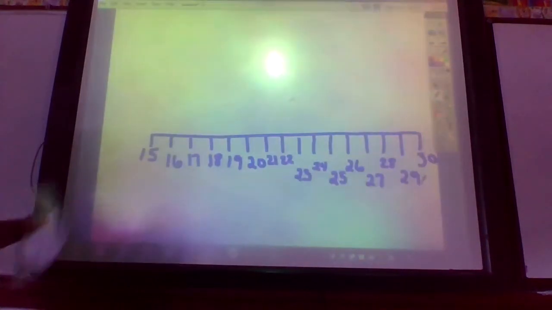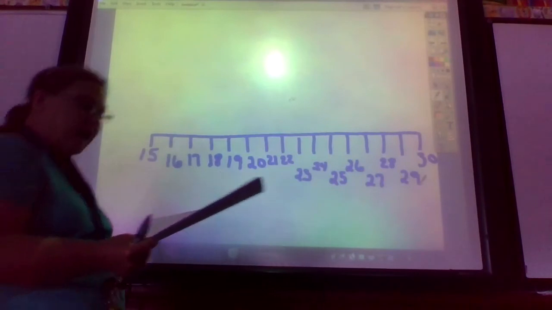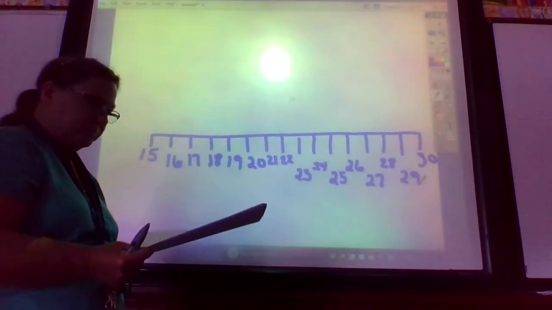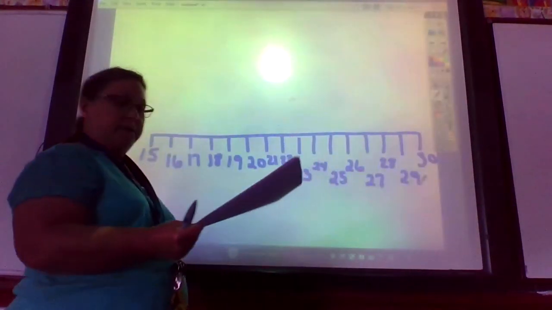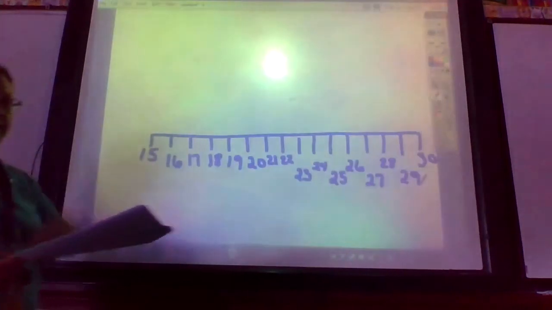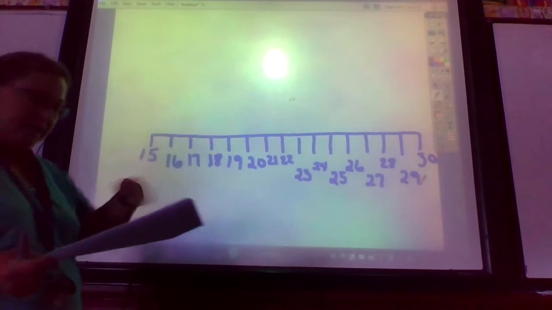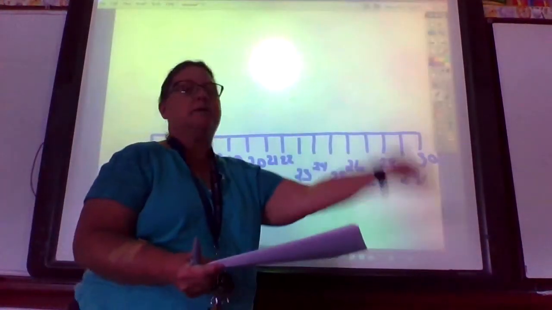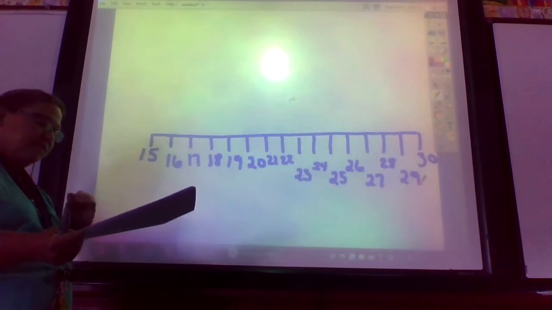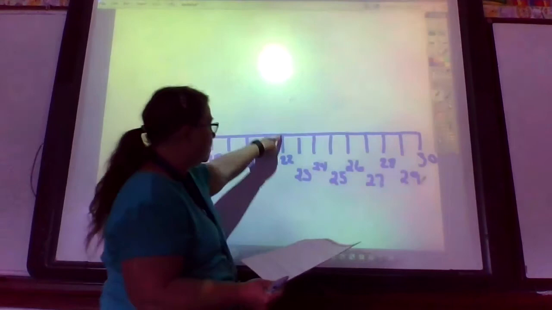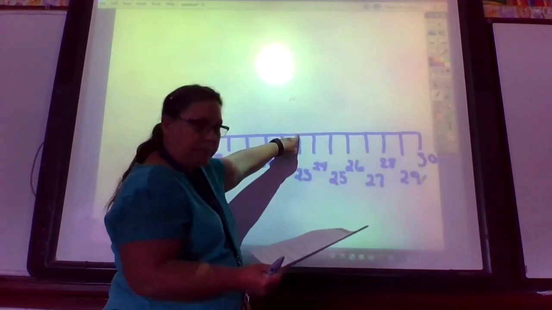Okay, so it says in my word problem, a cricket jumped 5 centimeters forward. So he went hop, hop, hop 5 times, and 9 centimeters backwards. Hop, hop, hop, hop 9 times back. Then stopped. So he hopped 5 centimeters forward and then 9 centimeters backwards, and then he stopped. If the cricket started on 23, where did he stop?